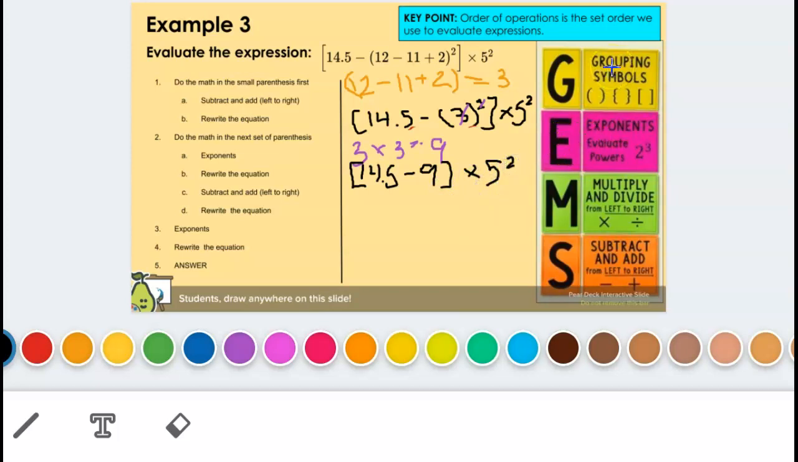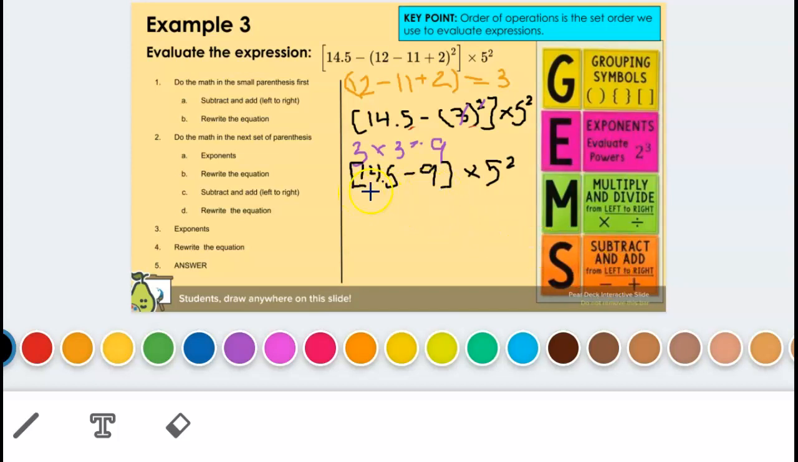Okay, so we went through the grouping. We went through the exponent. We know we're working in this little grouping still, because there's still more to do. Now we go to multiply and divide. Is there any multiplication and division in this small grouping? I only see the multiplication and division outside of the grouping, and we're not working on that right now. We're sticking with this grouping that we identified up here. So, addition and subtraction is the next step.